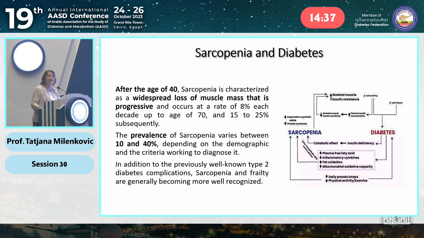The prevalence of sarcopenia varies, depending on which articles you are reading, between 10 and 40%, depending on demographic criteria and what criteria are used for the diagnosis of sarcopenia. In addition to the previously well-known type 2 diabetes complications, sarcopenia and frailty in general, in these last decades, are becoming more recognized as a serious risk in patients with diabetes and their cardiovascular risk.